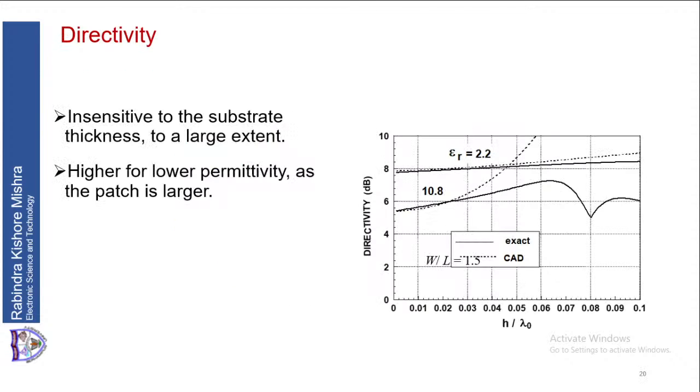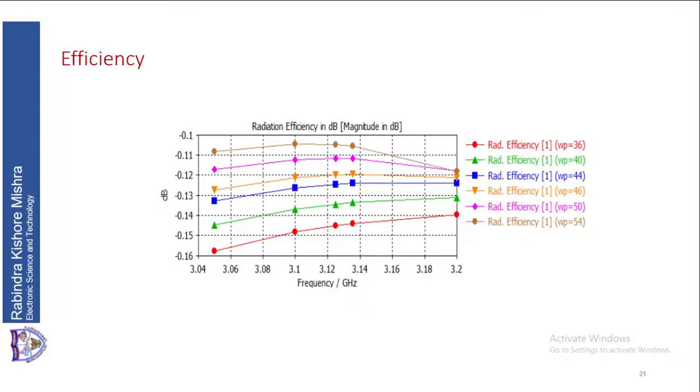Then directivity. The directivity of the microstrip antenna is insensitive to the substrate thickness to a large extent, but directivity is higher for lower permittivity as the patch becomes electrically larger. Efficiency is similar to directivity, so don't look at this.